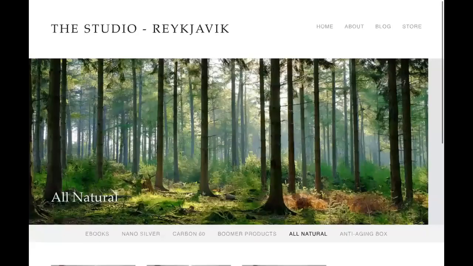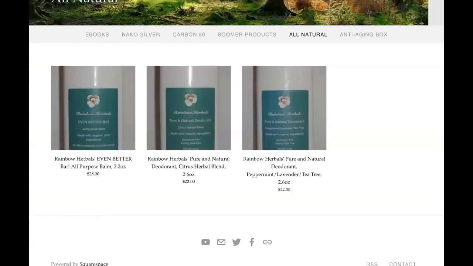All natural deodorants and an Even Better bar. The Even Better bar is a great product. If you have a sore muscle, let's say from a workout or whatever, or you pull your back or whatever, use that on the muscle and you'll notice pain relief.